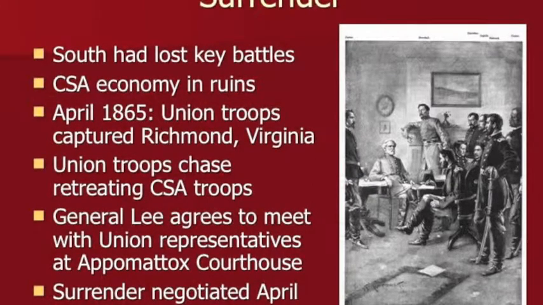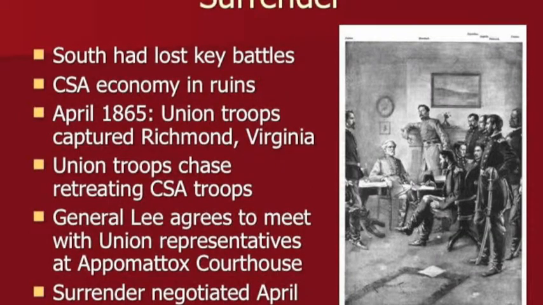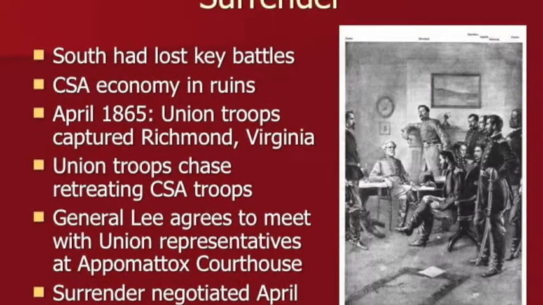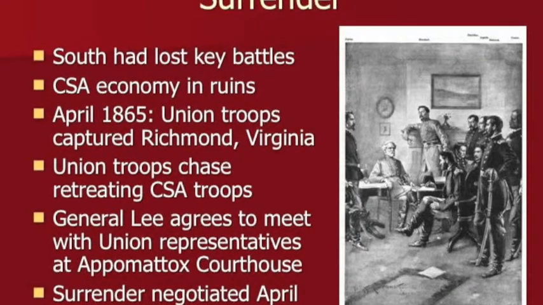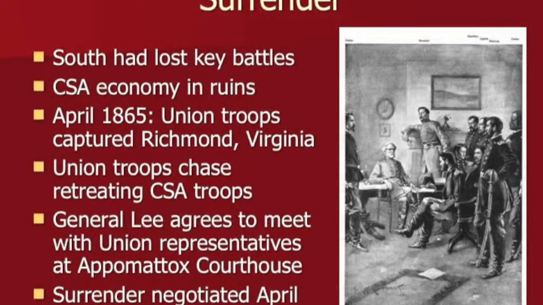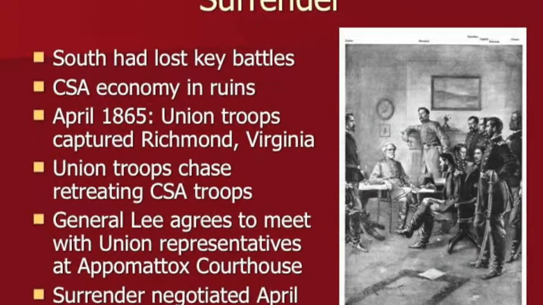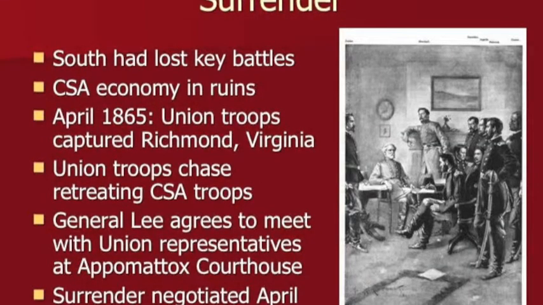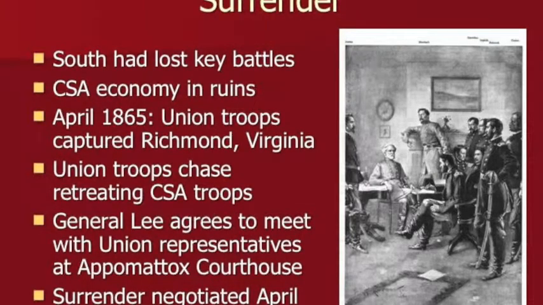And ultimately, in April of 1865, they captured Richmond, Virginia, which was the capital of the Confederate States. And General Lee agrees to meet with the Union. While they're on the retreat, they surrender and negotiate a peace agreement at the Appomattox Courthouse. This picture here is a dramatization of what happened at the Appomattox Courthouse, and ultimately that ends the fighting and ends the war.